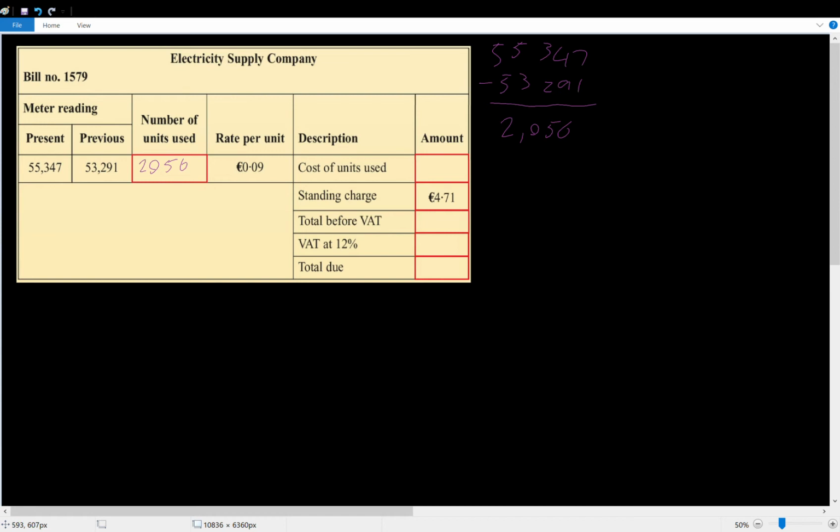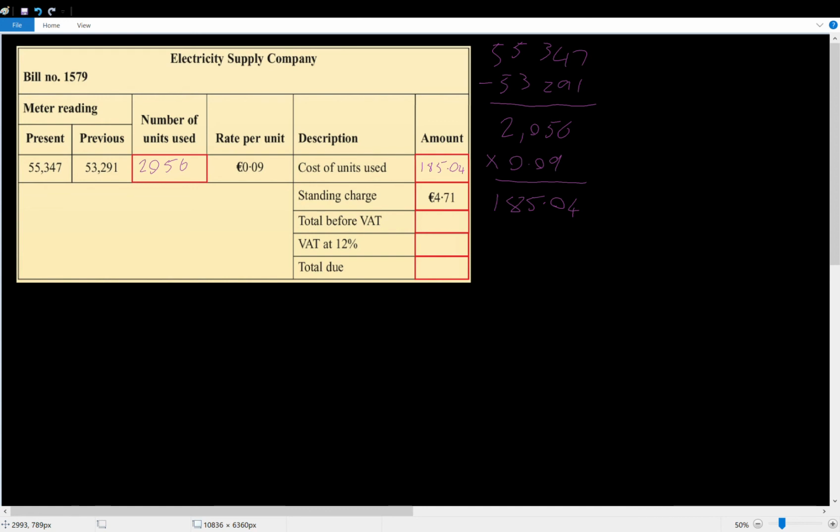Now our next step is to calculate the cost of the units used. We're given our rate per unit right there, and it is 9 cents per unit. So if we used 2,056 of them, in order to calculate out how much that cost, we're going to multiply that by 0.09. And if we multiply that by 0.09, we're going to get €185.04. So that is the cost of the units used. So it's 185.04.